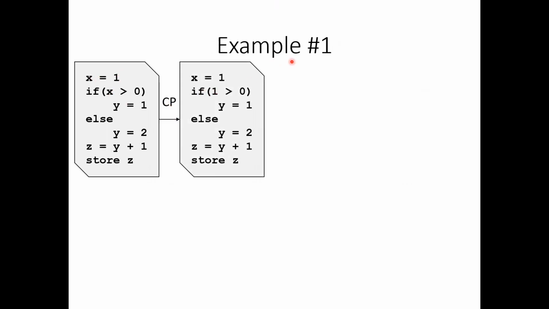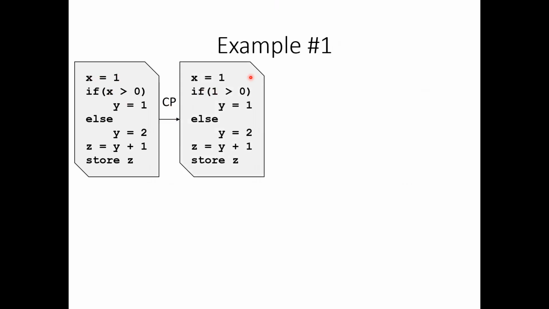Okay, so that's what constant propagation does. Now that I've done constant propagation, what can I do? I can do constant folding. What does constant folding do? It finds all expressions that have constant operands and it evaluates them at compile time.